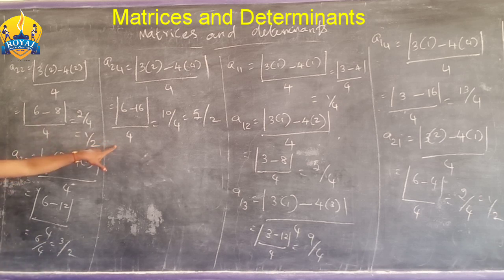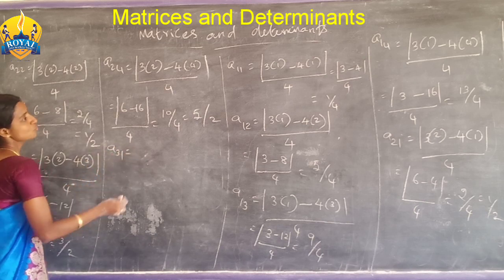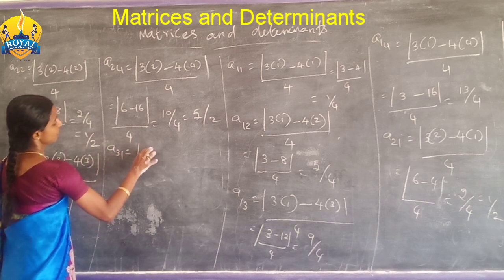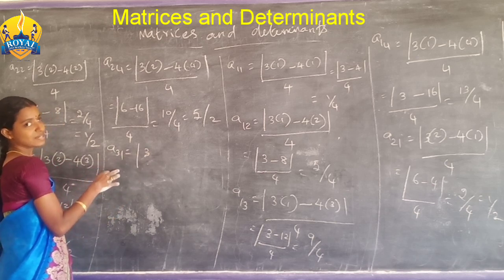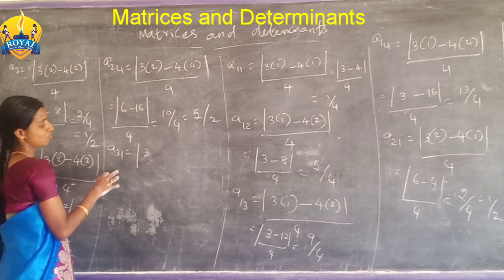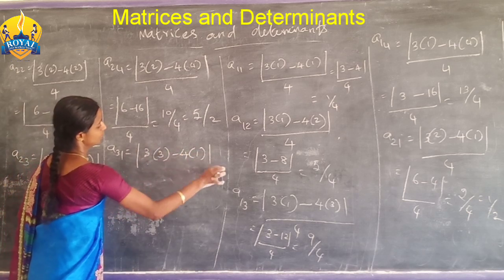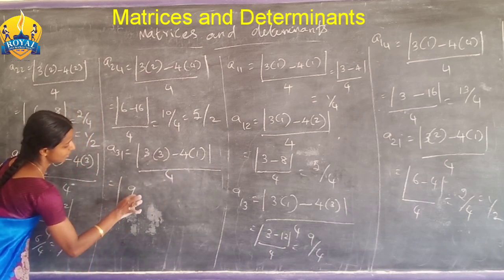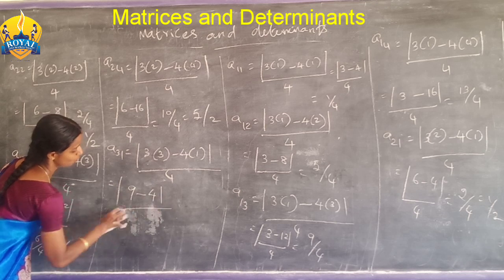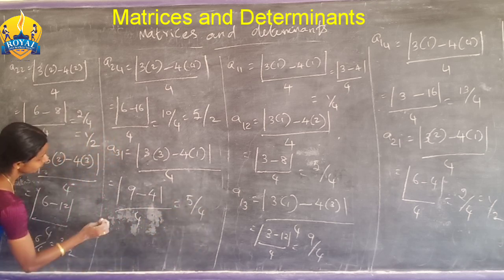Now with this I have completed the second row. Let me get into the third row. A31 is the modulus of 3 into I3J1. So modulus of 3 into 3 minus 4 into 1 by 4 equals modulus of 9 minus 4 by 4, which is 5 by 4.